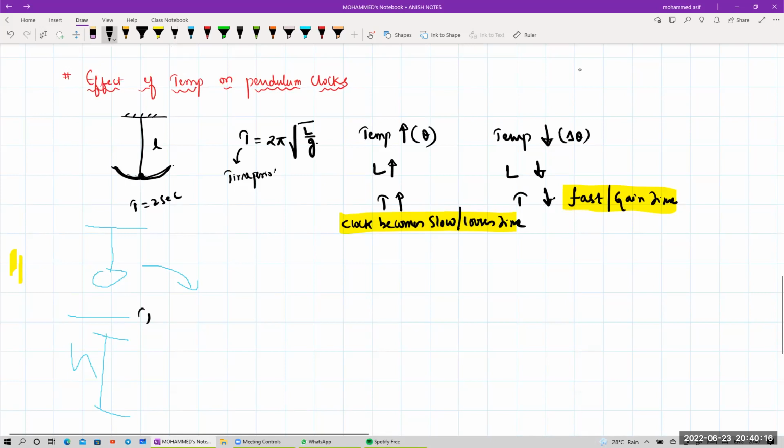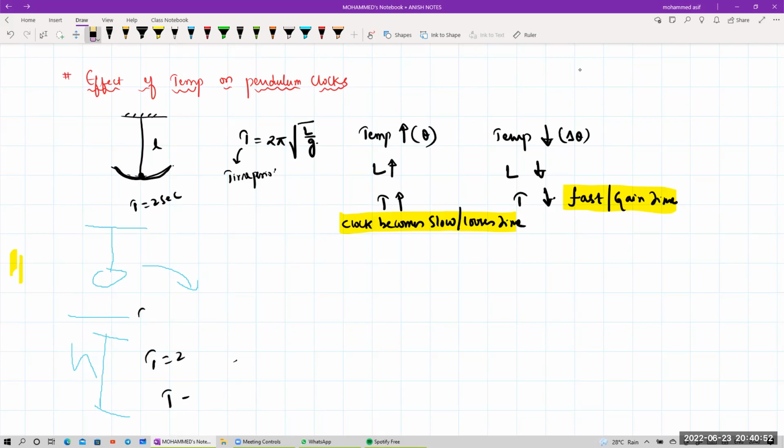T is equal to 2 pi under root of L by (g plus or minus a). Yes, sir. So in free fall, acceleration will be equal to how much? g. So when it is in free fall, the a value will become g. So the time period will become 2 pi under root of L by 2g. Yes, sir. So what is happening to the time period? Increases or decreases? The length is decreasing. When the length is decreasing, then the time period will also decrease.